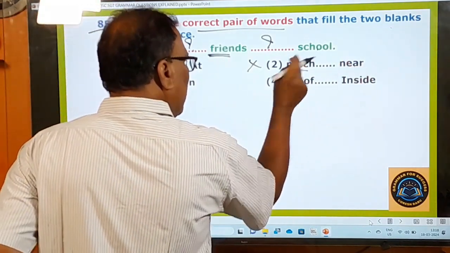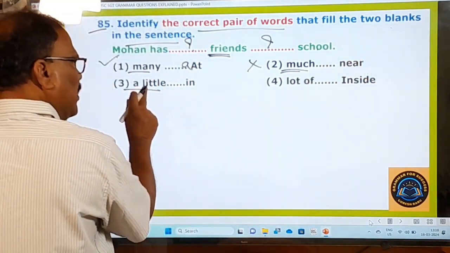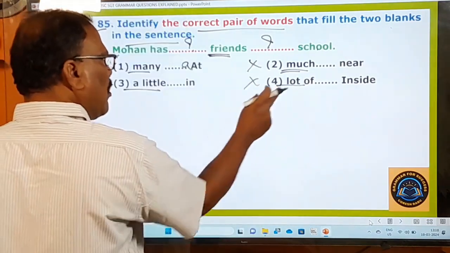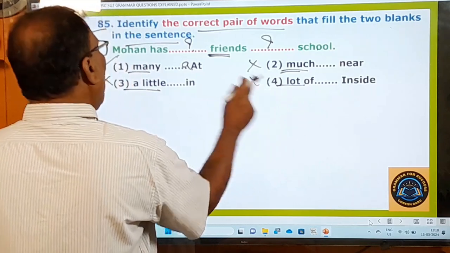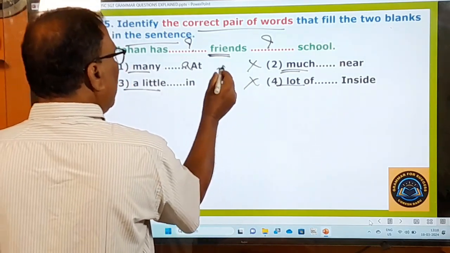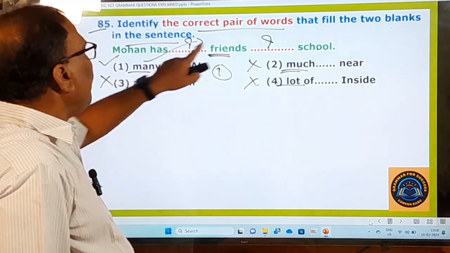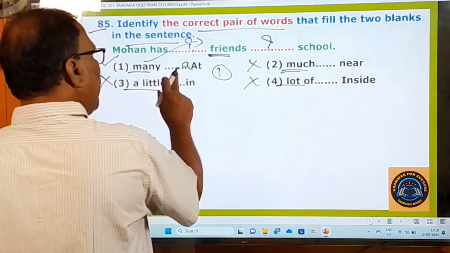Near is also wrong. When this is wrong, automatically the complete set is wrong. A little also indicates quantity. Therefore, this is wrong. A lot of also indicates quantity. So the second one, third one, and fourth one are wrong, and only the first one is the right one, because many indicates number. Therefore, you have to say many friends at school. Therefore, the first one is the right one.